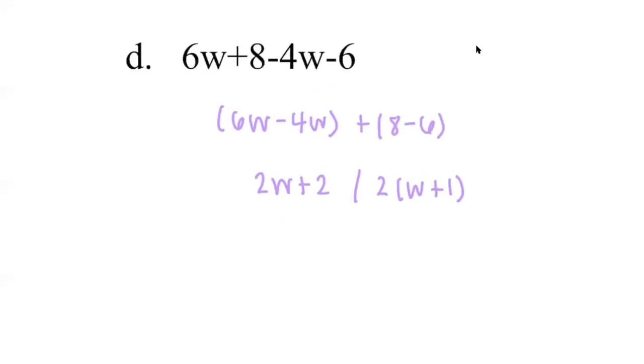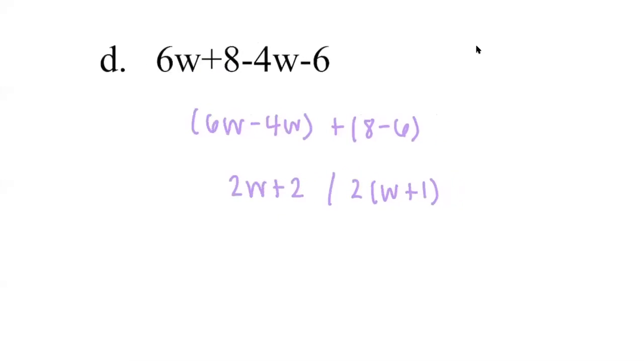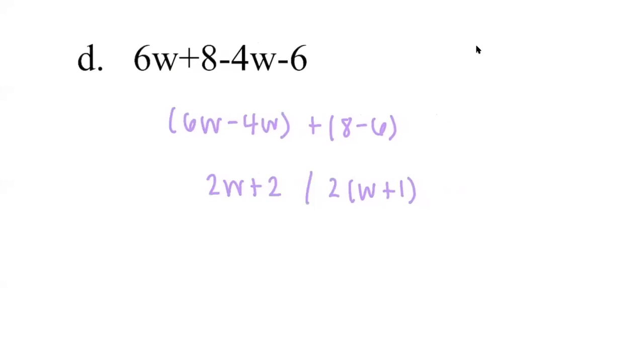Okay, last one. 6w plus 8 minus 4w minus 6. So you have your w's in here and your numbers in here. 6w minus 4w is 2w, 8 minus 6 is 2, 2w plus 2. You can also have taken out the 2 and distributed it and had w plus 1 inside the parentheses. These are both correct answers. Okay, I think that's it.